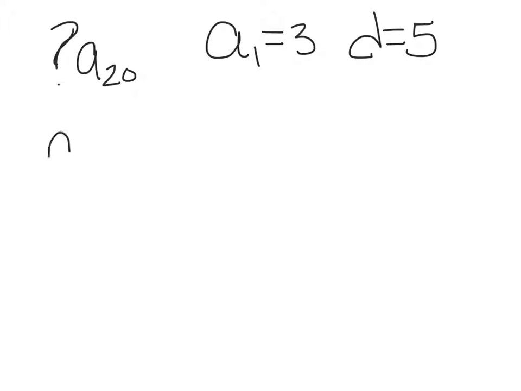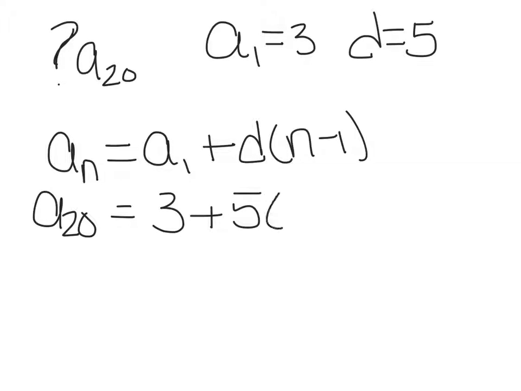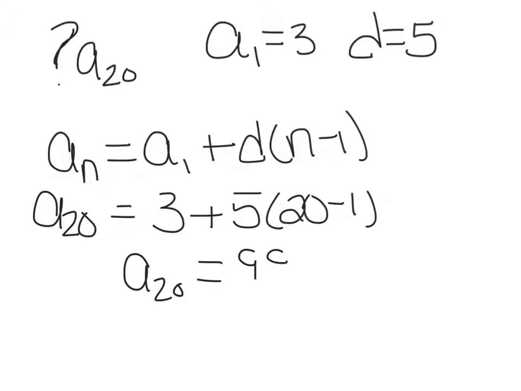So, if I want to find a sub anything, a sub n, there's a formula that says you use a sub 1 plus the common difference d times n minus 1. So I'm just going to plug my stuff in. I want to find a sub 20, so I'm going to plug in the first term, which was 3, plus 5 times n, which was 20 minus 1. So now you just have to plug this into your calculator. You're going to do 3 plus 5 times 20 minus 1, or 3 plus 5 times 19, and you're going to get your 20th term. So a sub 20 is going to be equal to 98.